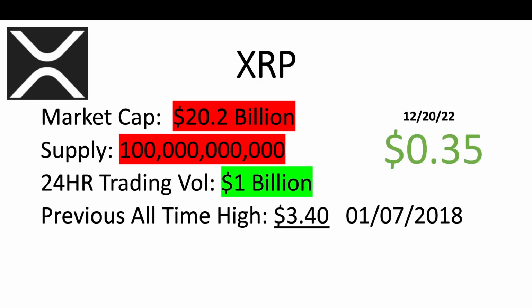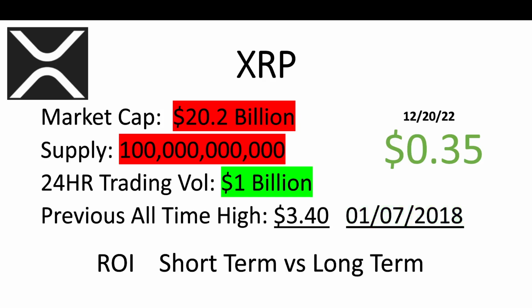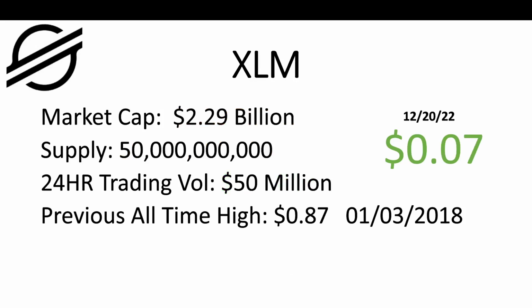Trading volume is always high, 1 billion. $3.40 was the last all-time high. And I do like that we are extremely overdue for the last all-time high. So again, return on investment, short term. If I put in $1,000 and it gets to $3.40, that's almost 10 grand. Now, long term, there have been crazy numbers. I'll be conservative and pick my $10, right? So that $1,000 can go up to almost 30. So I really like XRP.